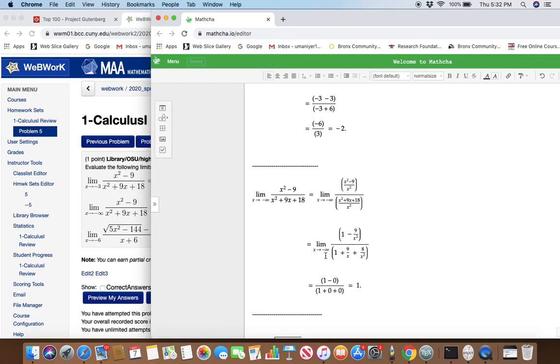Now when x approaches negative infinity, well, this fraction becomes very small, becomes almost 0. Limit is 0. Likewise, this denominator 9 over x is limiting to 0. 18 over x squared limits to 0, so I have 1 over 1. Answer is 1.